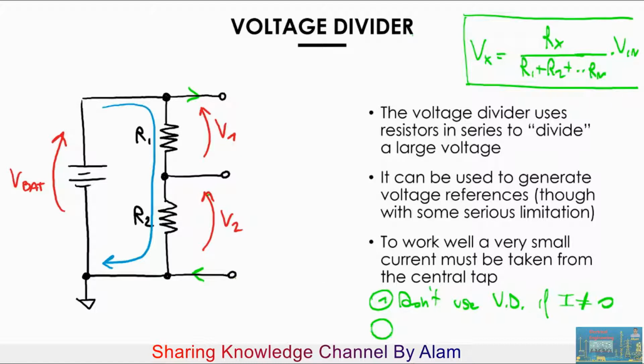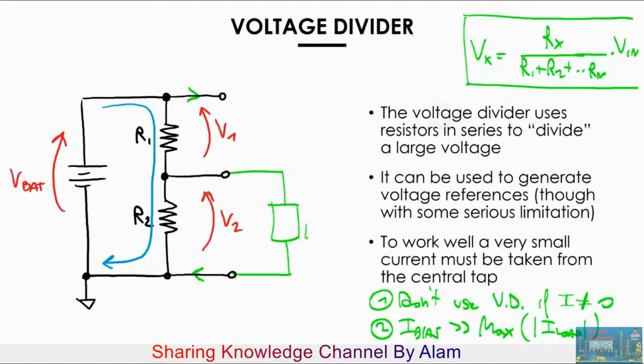The second thing that you can do to get a working voltage divider is to make sure that I bias is much bigger than the max of the absolute value of I load. What I mean by that is the following. I load is the current that you need to have going into your load in order to do something with it. As I said before, you're most likely using a voltage divider to generate an intermediate voltage from the battery voltage, and you want to connect a load there, a device, which could be a resistor or a chip, something that needs that voltage in order to work. The current that this device needs is called I load.